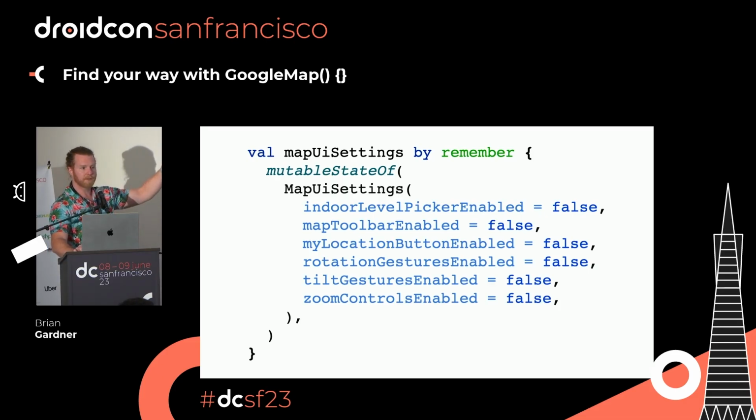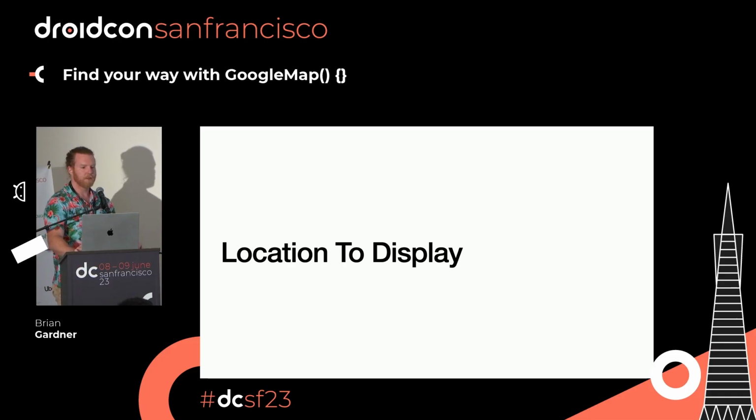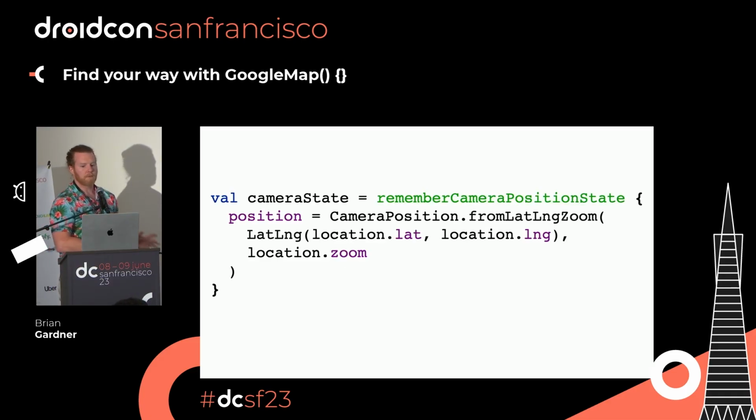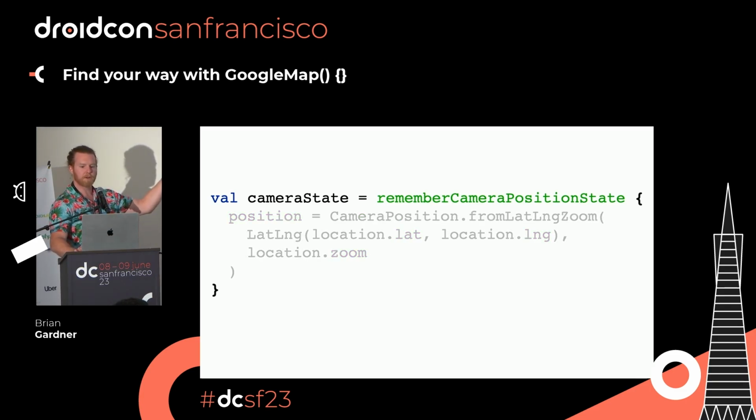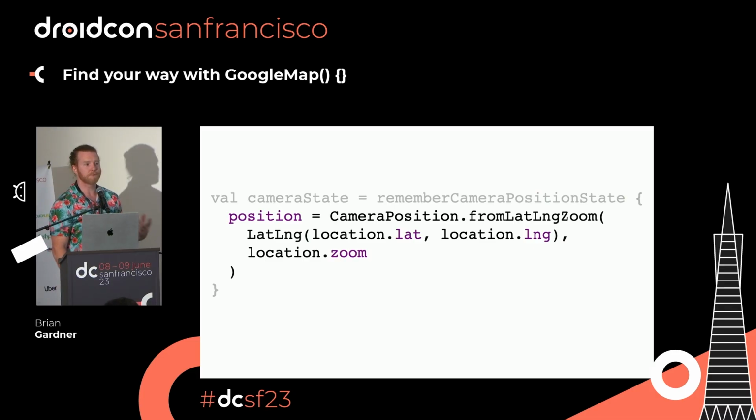Again, I'm going to remember it here, so we're not recreating this object on every recomposition. Last but not least is we need a location to display. Now, there's a special remember call here, remember camera position state. This basically will remember a camera position. This one comes from the Maps Compose library, the remember camera position state, and then you need to set the position property inside of that remember call. Basically, you give it a latitude, longitude, and a zoom level, and that will basically center the camera on that location at that particular zoom.